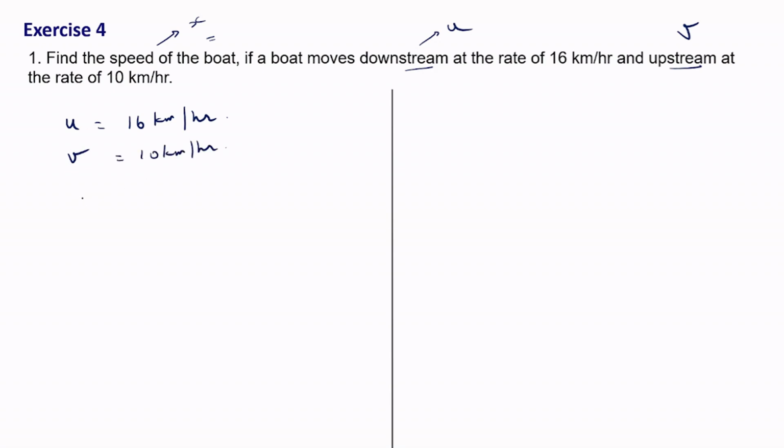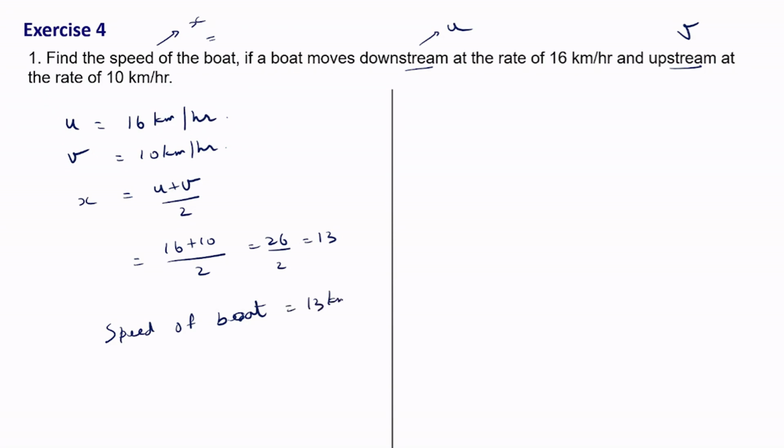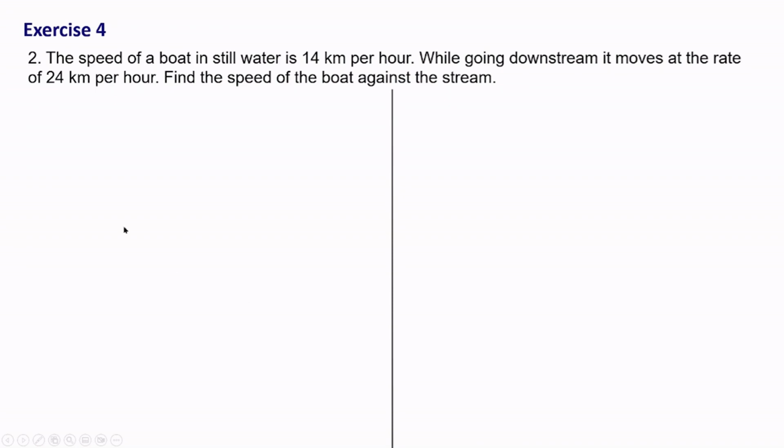Now we are familiar with the formula. The speed of the boat is given by (u plus v) by 2. So it is (16 plus 10) by 2, which is 26 by 2, 13. So the speed of the boat is 13 km per hour. So this is the answer. Moving on to the next question.